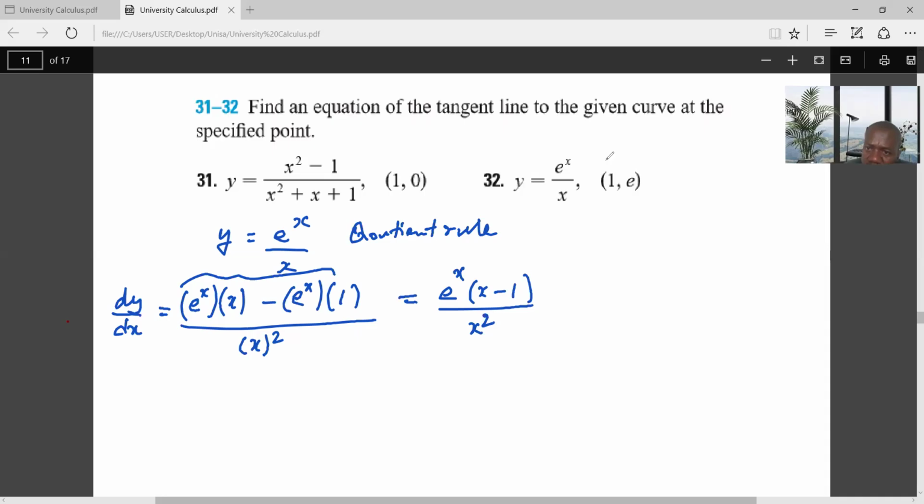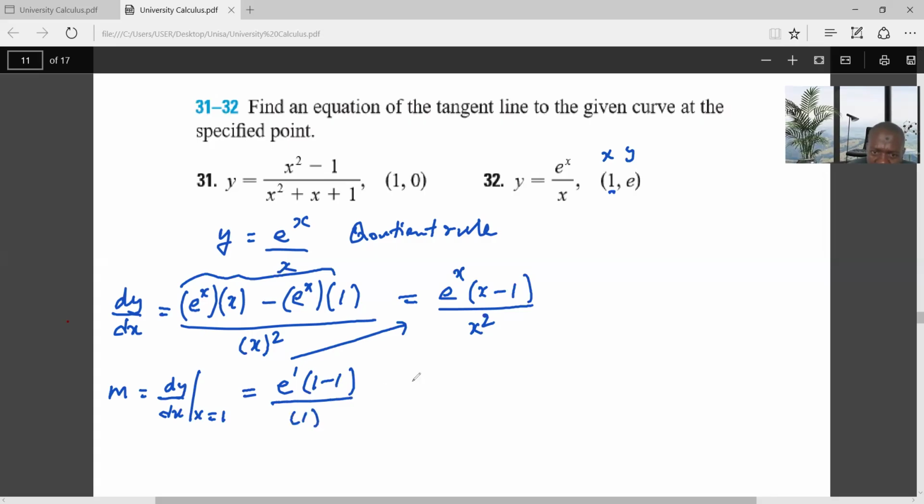So now we know the x value and the y value. We're going to say, okay, fine. We want to get the gradient when the x equals to 1. It means in this derivative, where there is x, we put 1. This will be e to the exponent of 1 times 1 minus 1 over 1 squared. So obviously, you see that this is e to the exponent of 1. This is 0. And any number multiplied by 0 is just 0. So you know the gradient is 0.